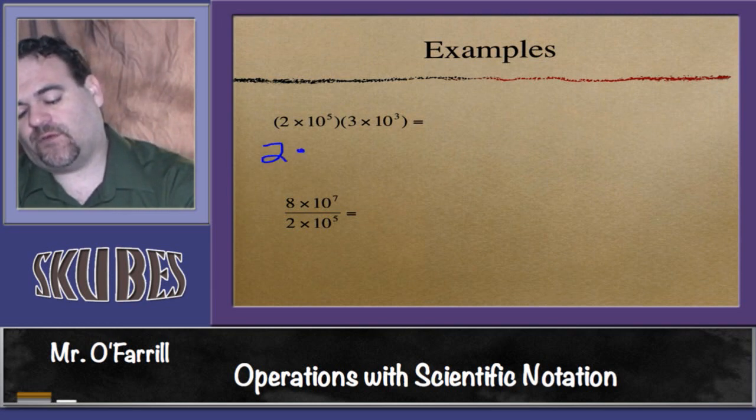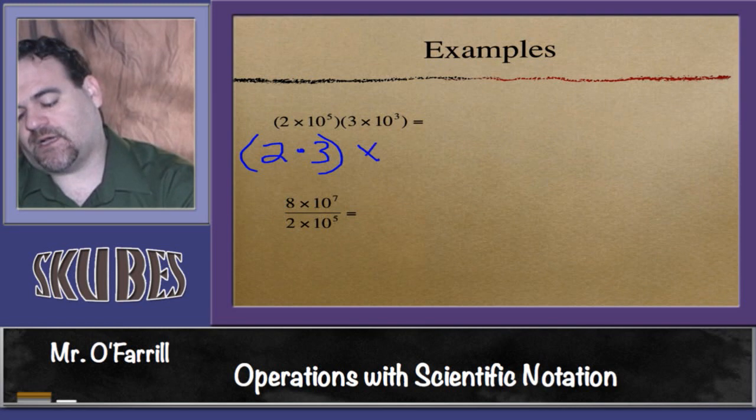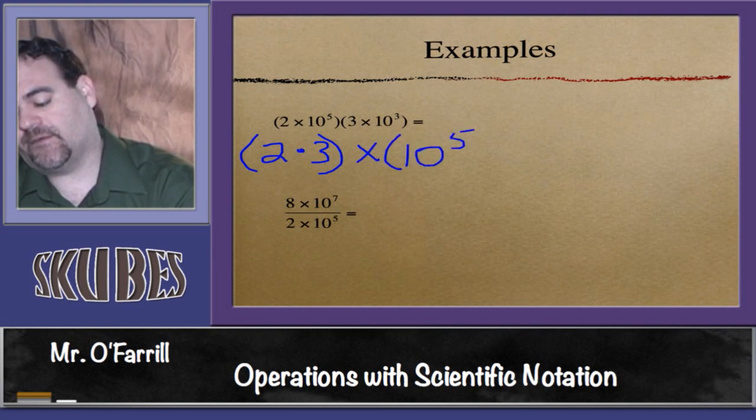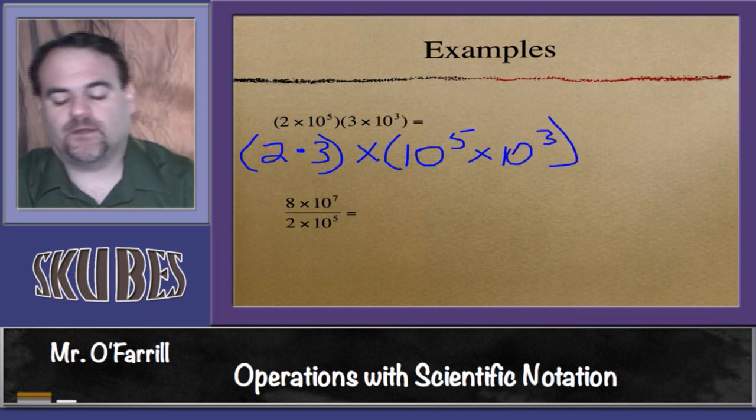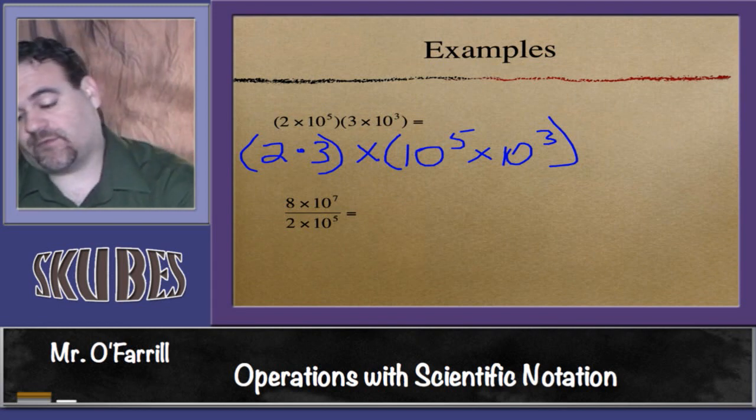So if I move the 2 and the 3 next to each other, that's pretty easy to do, times, and let me move the powers of 10 next to each other. Well, what's 2 times 3? 2 times 3 is 6.